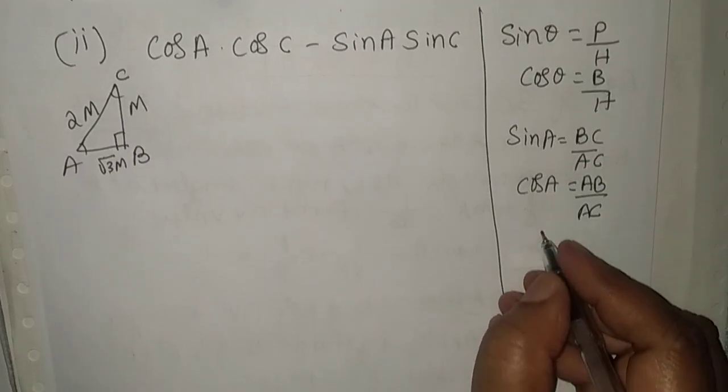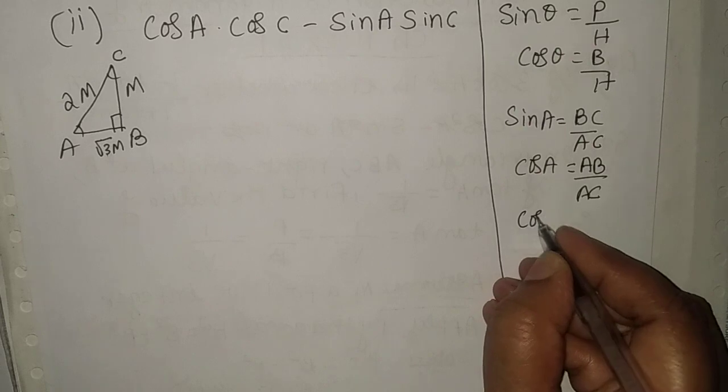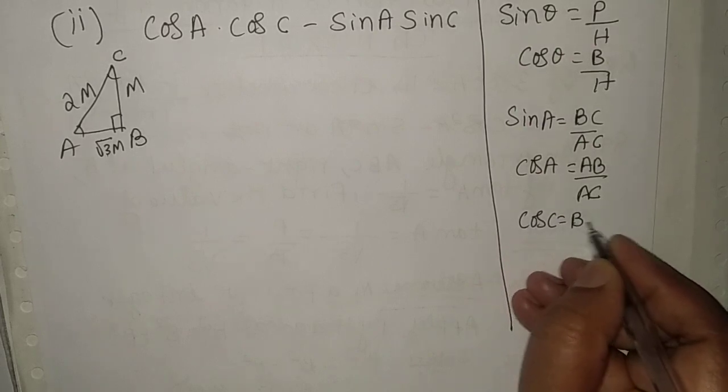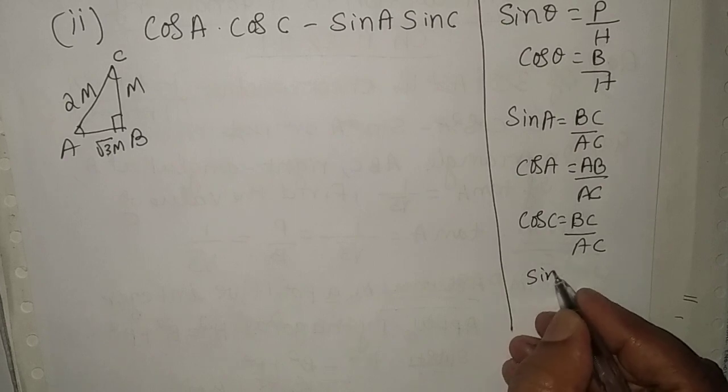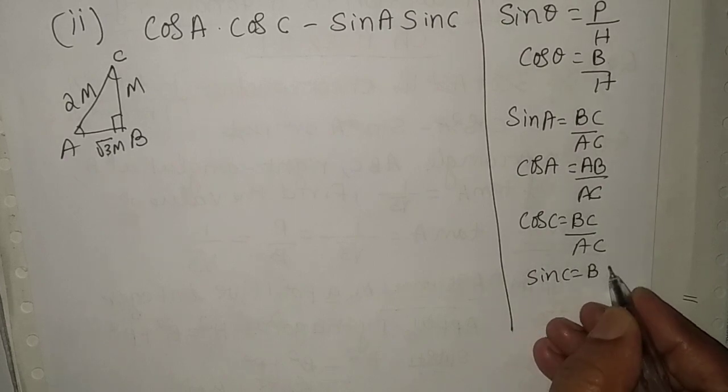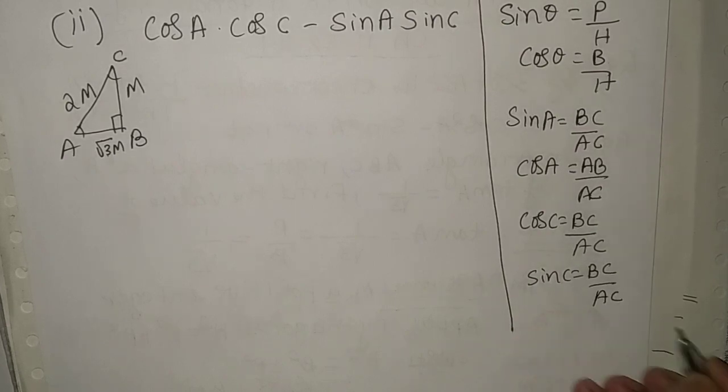Then cos C will be what? BC by AC, and sin C will be AB by AC.